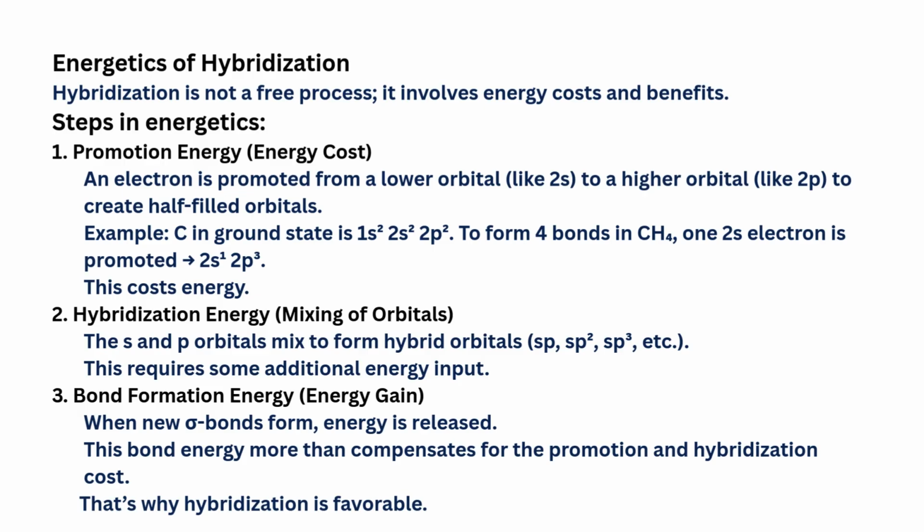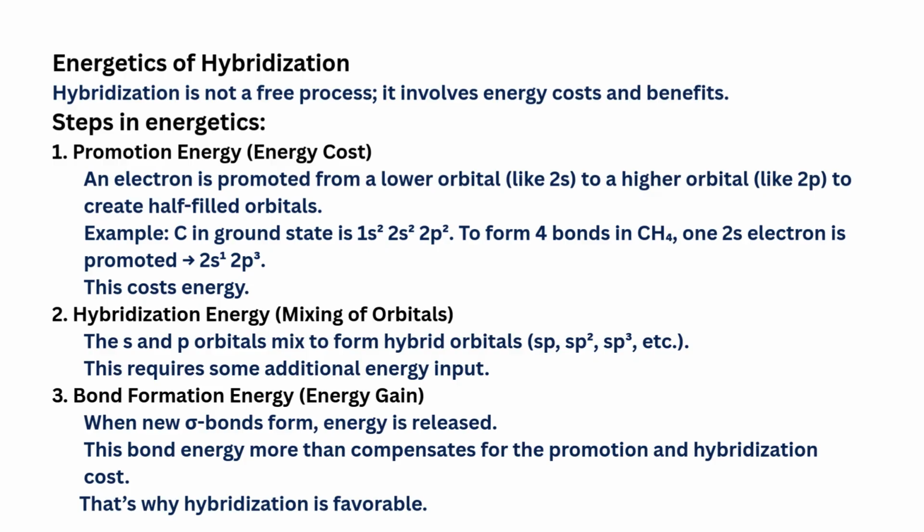Lastly, is the energetics of hybridization. We know that hybridization is not just a simple mixing of orbitals. It actually involves energy changes. There are three main steps. First is the promotional energy. An electron is promoted from a lower orbital to a higher one to create half-filled orbitals, which requires energy. For example, in carbon, the ground state is 1s2 2s2 2p2. To form four bonds, for example in methane, one electron is promoted to make it 2s1 2p3.